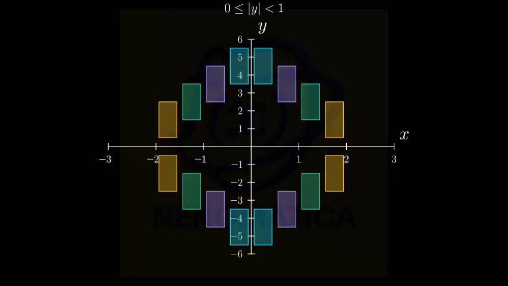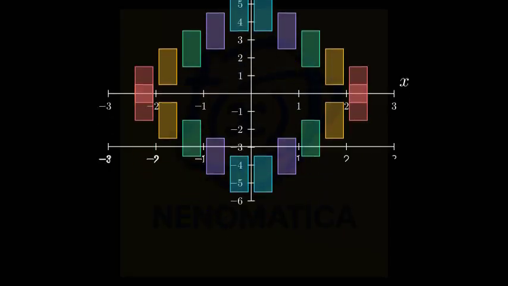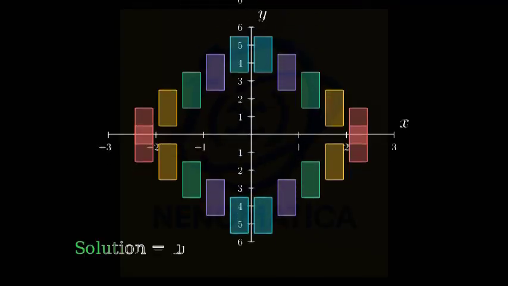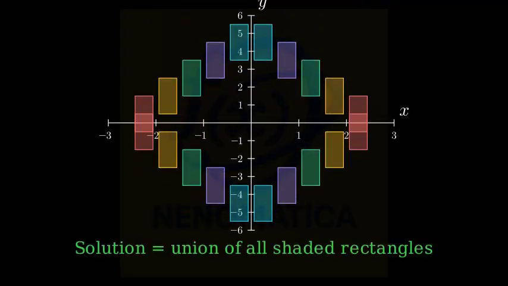For y, 0 less than or equal to absolute y is less than 1. Let us add the final set of rectangles. Putting all 5 cases together, the solution set is the union of these colored rectangles. Because the absolute values make the conditions symmetric across both axes, the full picture looks like a stepwise diamond centered at the origin. Any point inside any of the shaded rectangles satisfies the original relation.